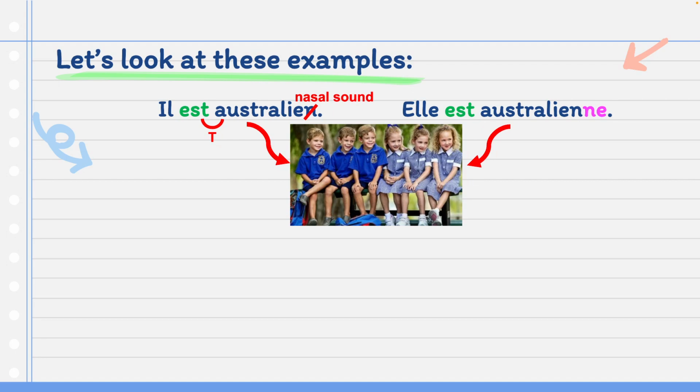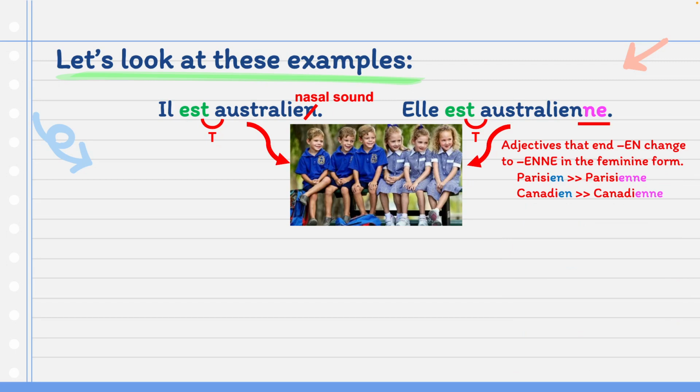If we're speaking of a girl, she is Australian. When a word ends with en, we don't just add an E, we add an extra N and an E. So, elle est australienne. Elle est australienne. She is Australian. So some other adjectives that do this might be parisien becomes parisienne, canadien becomes canadienne.